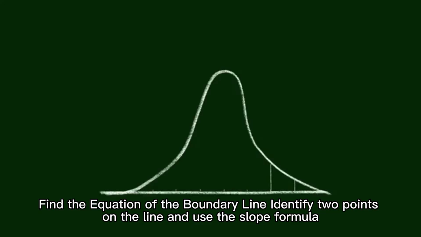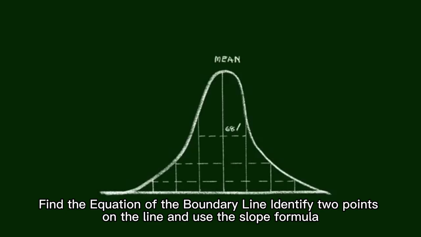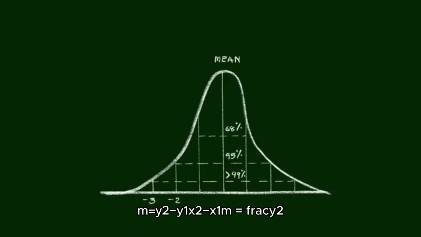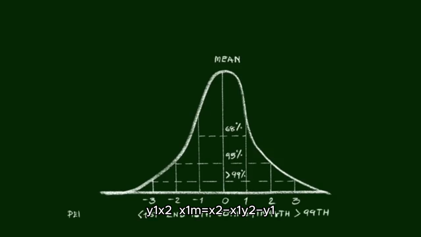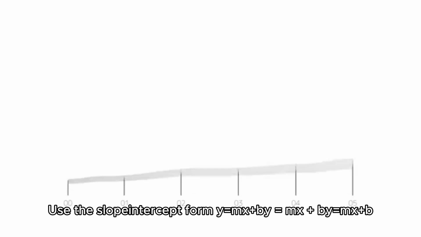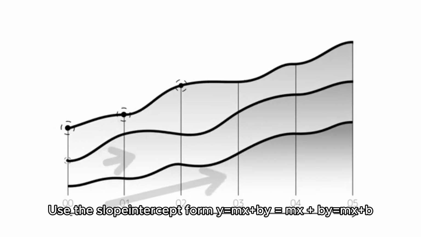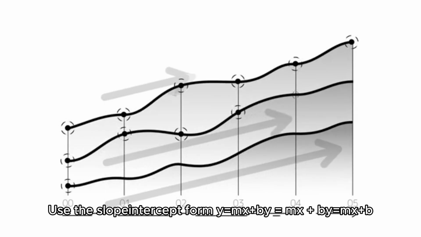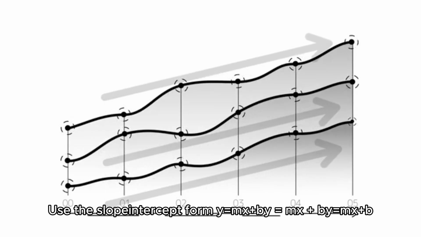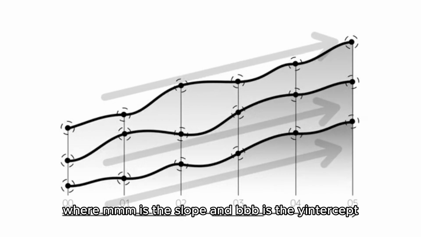Find the equation of the boundary line. Identify two points on the line and use the slope formula, m equals (y2 minus y1) over (x2 minus x1). Use the slope-intercept form, y equals mx plus b, where m is the slope and b is the y-intercept.